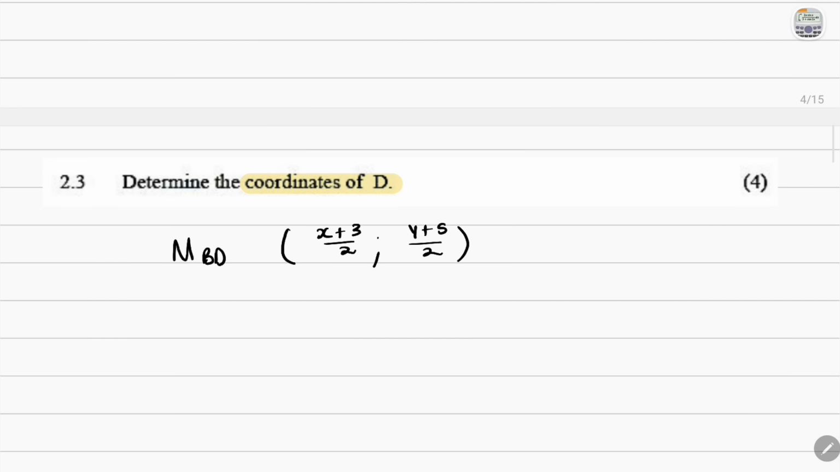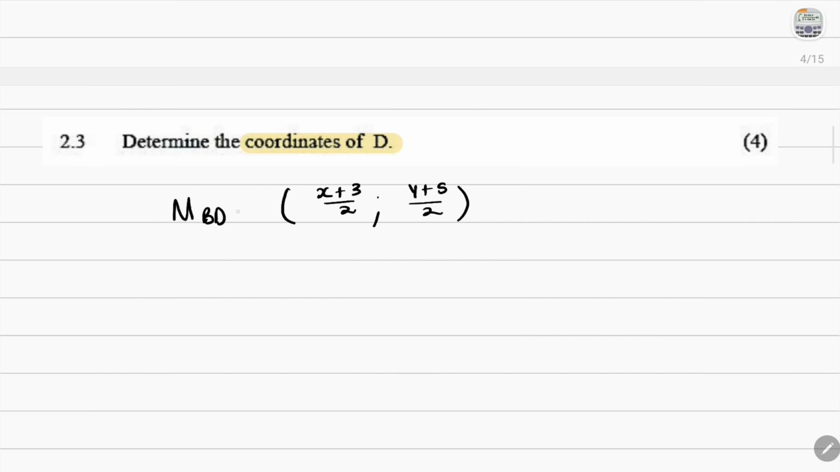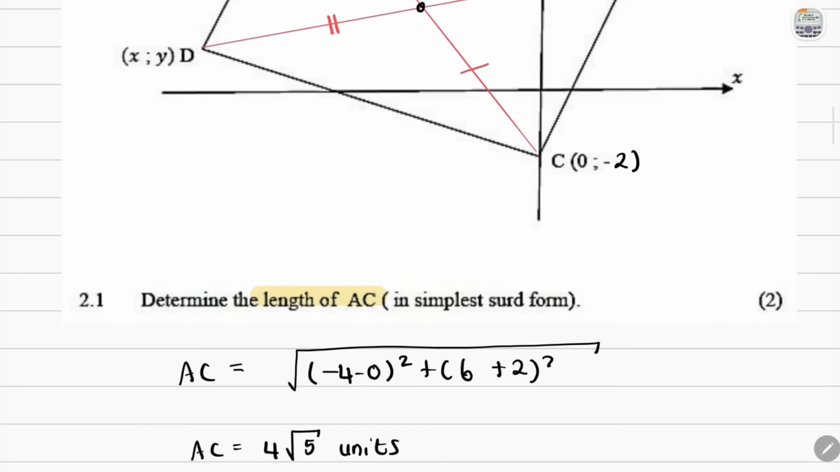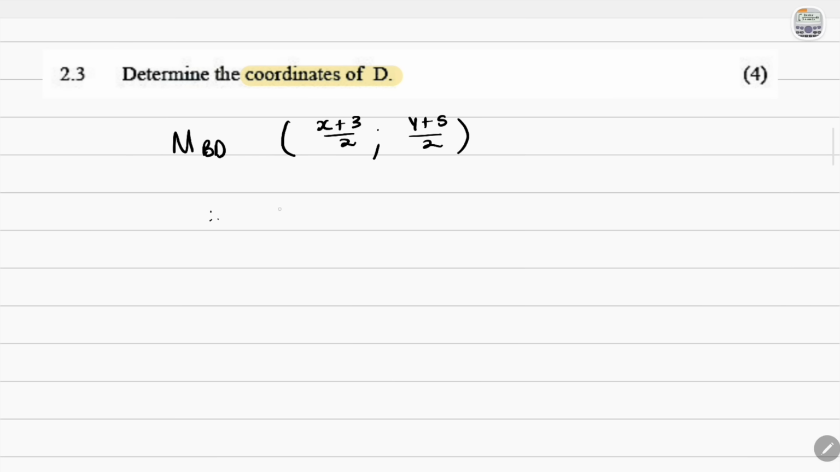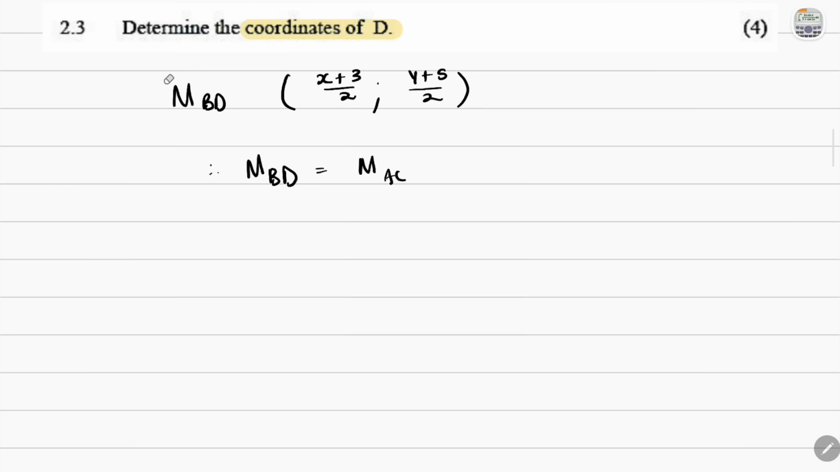But here's the thing. We already know what this midpoint is. The midpoint of DB is this E. So something we can tell is that the midpoint of BD is exactly the same thing as the midpoint of AC. Because of that, we're just going to go ahead and put that midpoint over there.